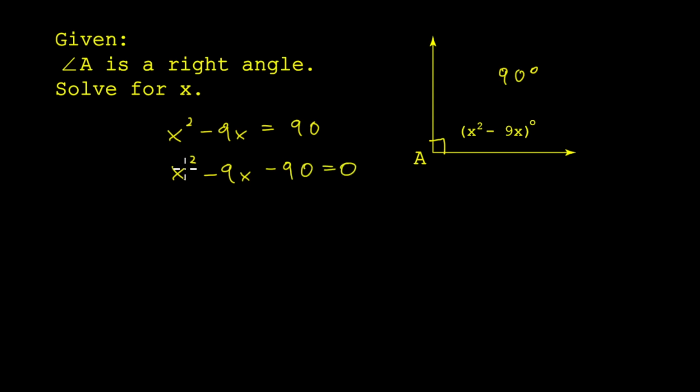And of course, this is how you solve a quadratic. You get everything on one side and a 0 on the other. And now we see if we can factor it, and in fact we can. So that is x minus 10.